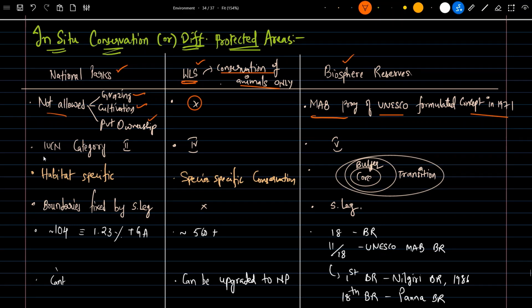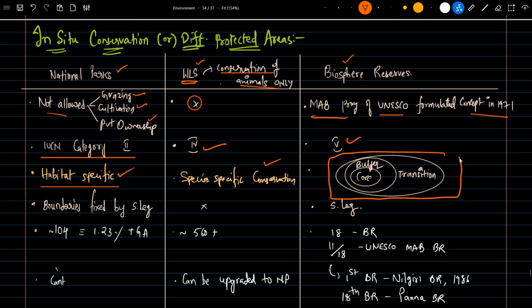National parks come under IUCN, the International Union for Conservation of Nature, category 2, wildlife sanctuary under category 4, and biosphere reserve under category 5. This is basically in situ conservation. National parks are habitat specific, whereas wildlife sanctuaries are species specific. In a biosphere reserve, the total area is divided into three zones: core zone, buffer zone, and transition zone.